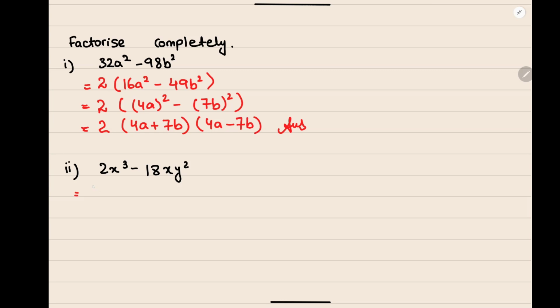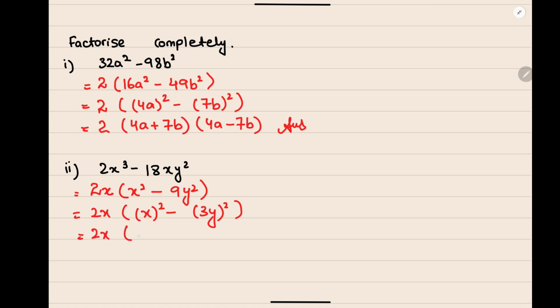For the second question, it's obvious that I have to take 2 common again, with x. Then x squared minus 9y squared. Now inside I have a proper square thing. So I will write x squared minus 3y squared. It will become 2x into x plus 3y and x minus 3y. This will be my answer.